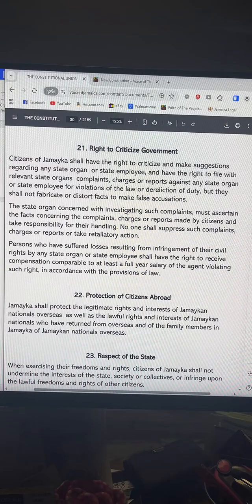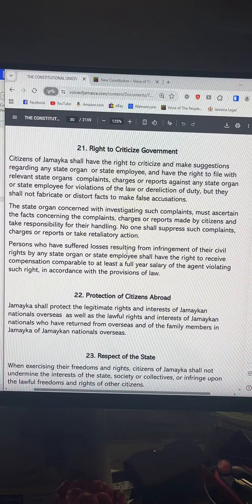The state organ concerned with investigating such complaints must ascertain the facts concerning the complaints, charges, or reports made by citizens and take responsibility for their handling. No one shall suppress such complaints, charges, or reports or take retaliatory action.